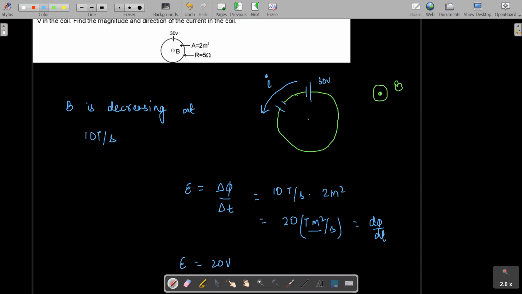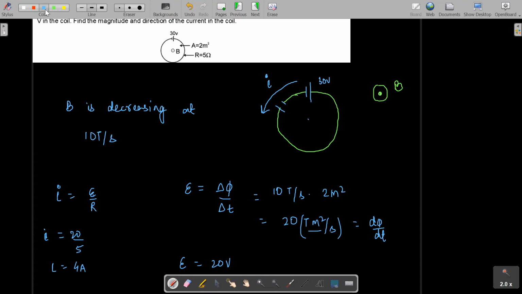What will be the value of current in this direction, students? The value of I will be E over R. By Ohm's law, the current will be EMF upon resistance. The induced EMF is equal to 20 volts, so the current will be 20 upon 5, actually, not 2, students. 20 upon 5, which will be equal to how much? Tell me, 4 amperes.